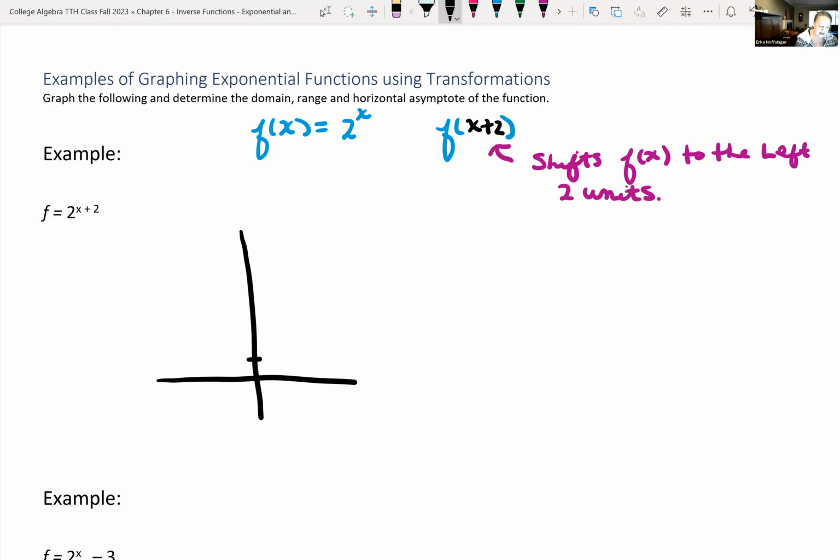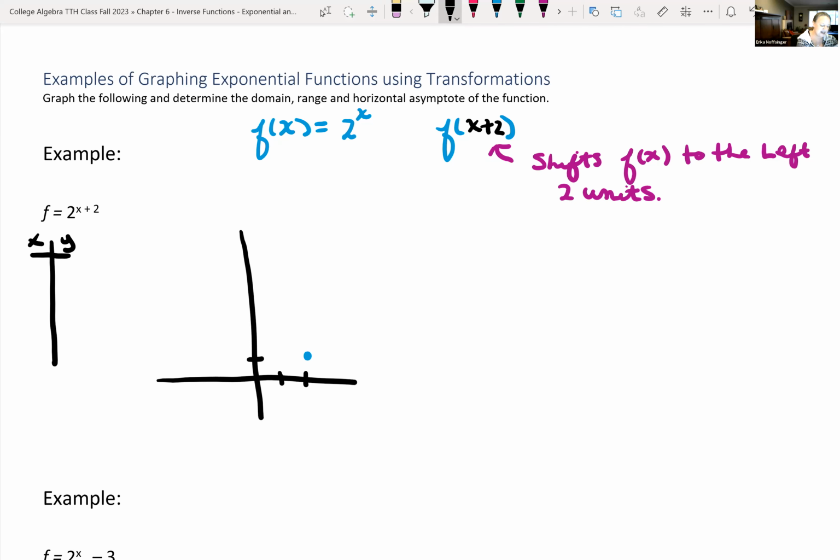Okay, so we had before one particular point, 0, 1, and if I shift that point 0, 1 to the left 2 units, that's affecting my x value, and I now have a point here at 2, 1. So we could plot points if we want. Technically, if I wanted to do more shifts, I should know more points from y equals 2 to the x. So let's just start plotting some points.